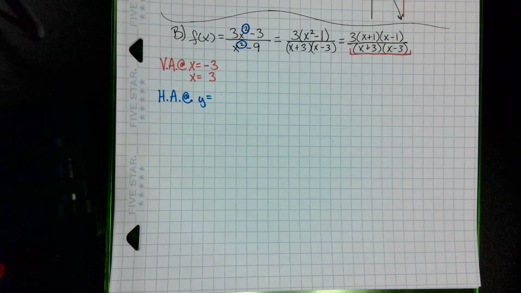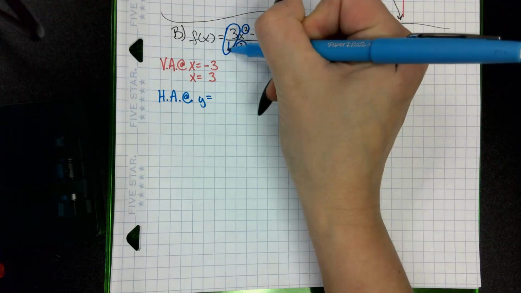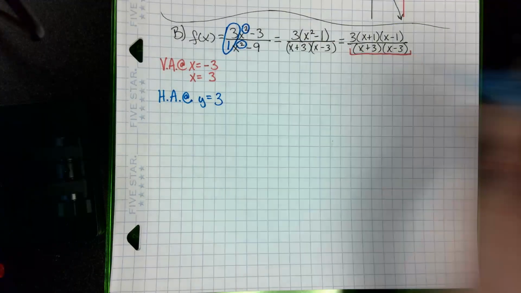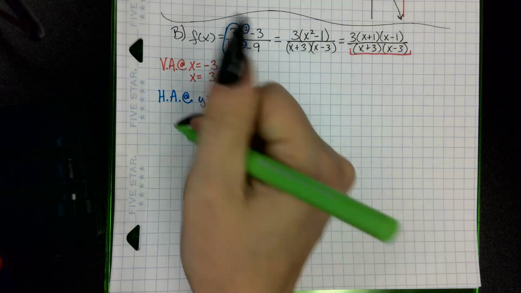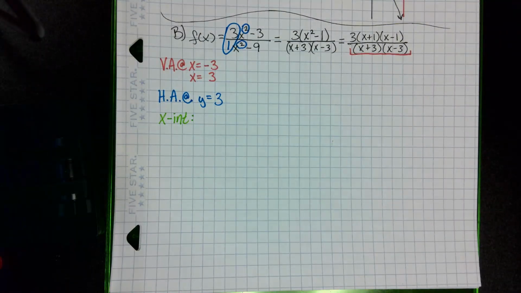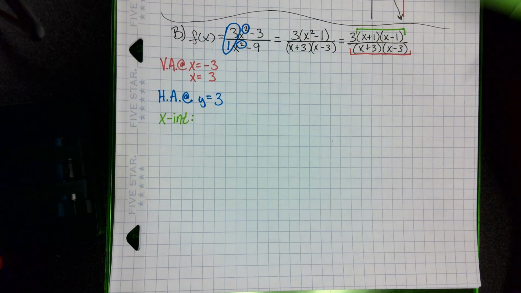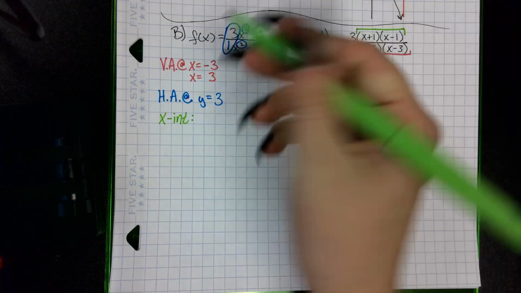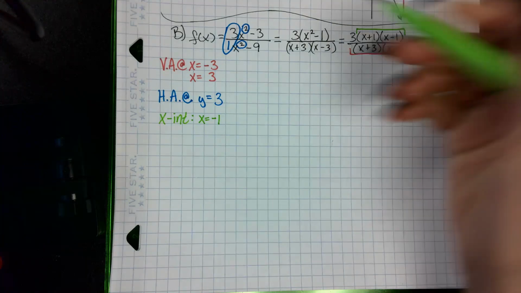So they're equal. So I look at the ratio of lead coefficients. 3 over 1. So that is 3. I have a horizontal asymptote at y equals 3. Then I need the x-intercepts, or x-intercept, however many I have. To find that, I take the numerator, set it equal to 0, and solve. So I'm going to bring the factored form. X plus 1 equals 0, so x equals negative 1. X minus 1 equals 0, so x equals positive 1.